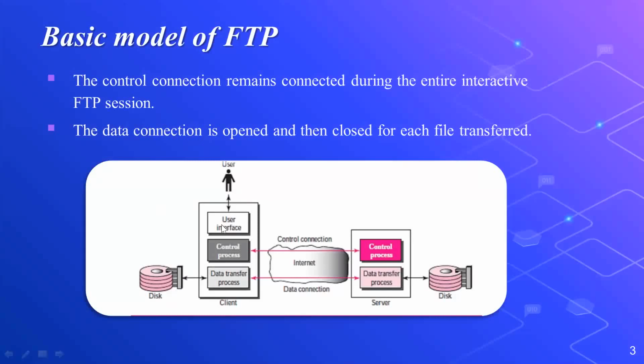This diagram shows a basic model of FTP. The client has three components: the user interface, the control process, and the data transfer process. The server has two components: a control process and a data transfer process. The control connection is established between the two control processes. Likewise, the data connection is established between the two data transfer processes.